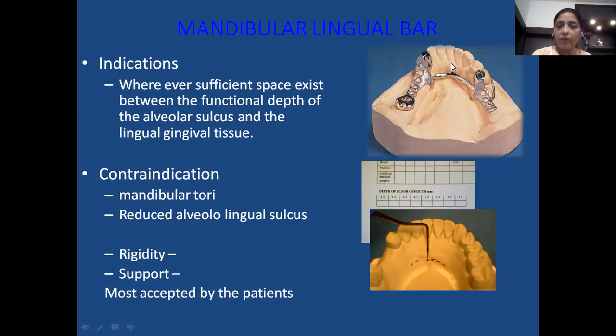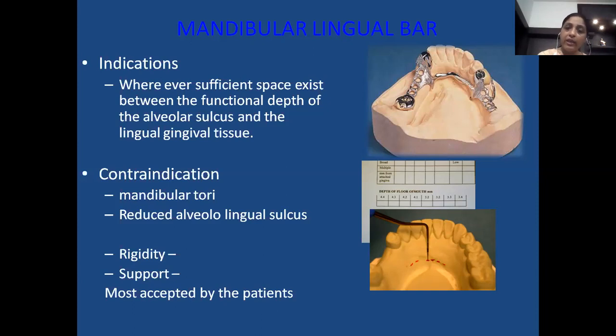So for this requirement, the space between the free gingival margin and the functional depth of the floor of the mouth, or raised floor of the mouth, should be at least 8 millimeter. Only then can we think about giving a mandibular lingual bar. So the indication is that wherever sufficient space, about 8 millimeter, exists between the functional depth of the alveolar sulcus and the lingual gingival tissue, there we can give a mandibular lingual bar.